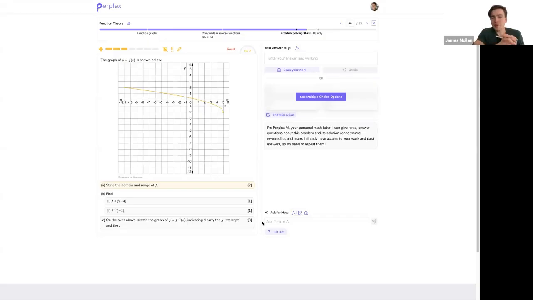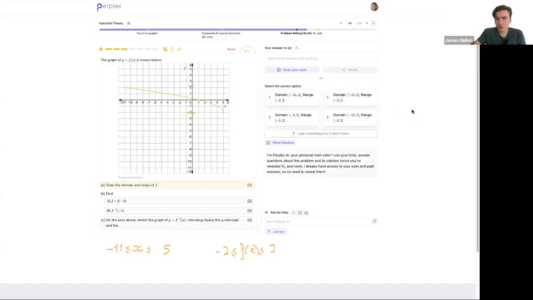All right, so domain and range of f. I see on the graph that the possible x values that are in the domain are everything from negative 11 inclusive up to 5 inclusive. So my domain is negative 11 less than or equal to x less than or equal to 5. And the range is, well, the minimum value is minus 2, and the maximum value is 2. So negative 2 less than or equal to f of x less than or equal to 2 is the range. So my domain is from negative 11 to 5, and the range is from minus 2 to 2.